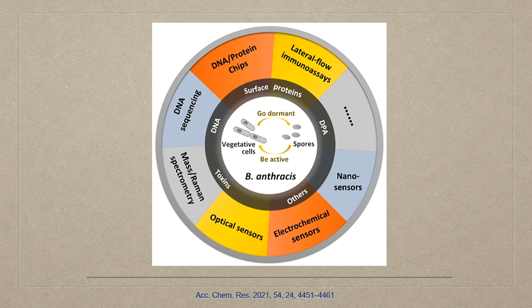Coming back to this circular map that I have been showing from the beginning, what we are detecting is in the center. It could be in different forms: vegetative form, spore form, dormant or active. There are features on them: they could have toxins, DNA, surface proteins, DPA and others. On the outer periphery, you have different ways of detecting them: lateral flow immunoassay, which you will be studying this week, nanosensors, electrochemical sensors, optical sensors, mass and Raman spectroscopy, DNA sequencing, and DNA protein chips.